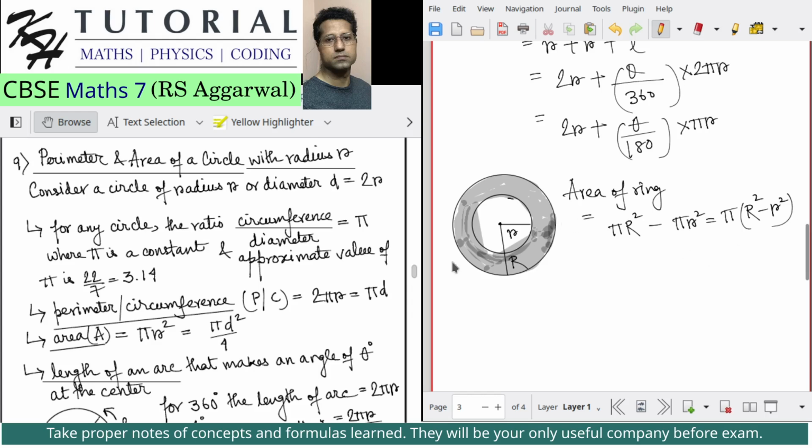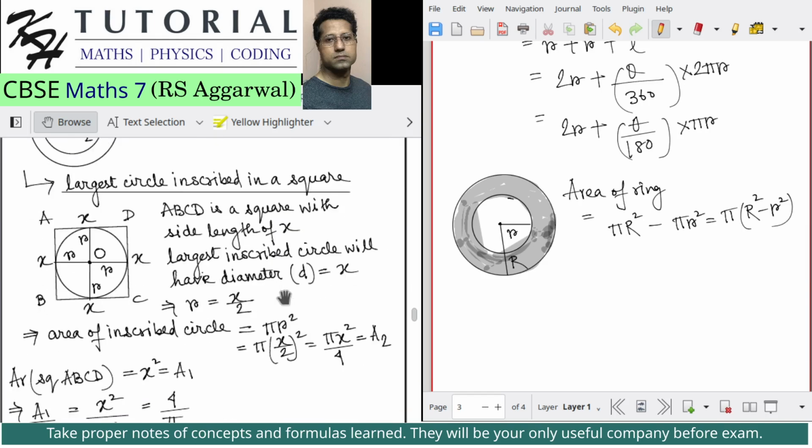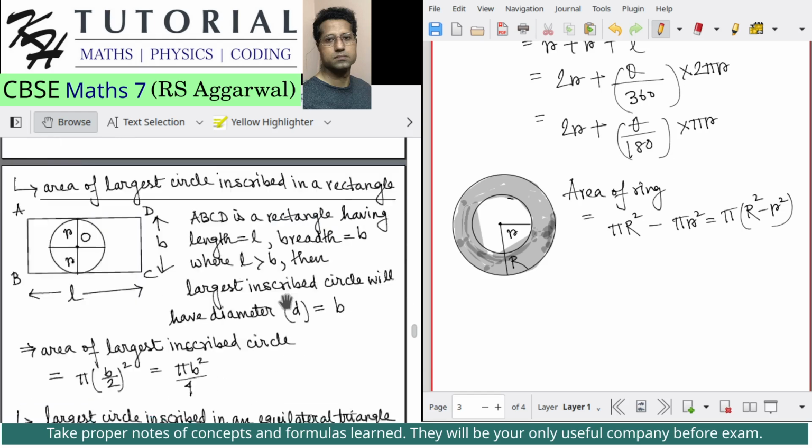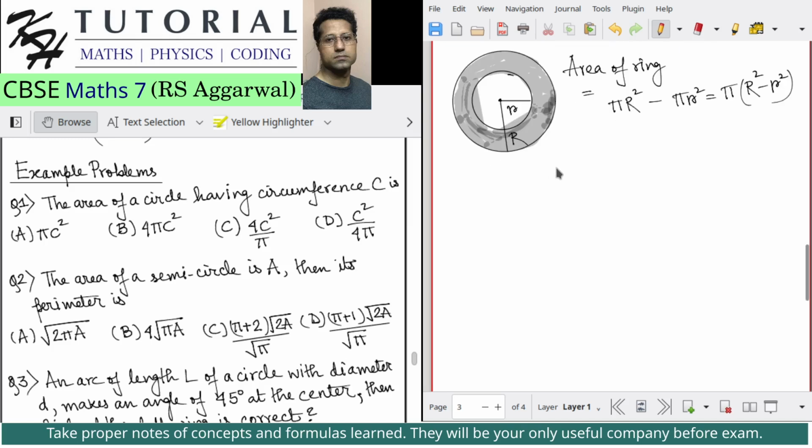Okay, so based on these concepts, let's try to solve a few example problems. While I am solving the example problems, always try to solve the problems yourself first. Pause my video and solve these problems yourself first, and once you have solved them, you can check your answer with my solution. And also please do watch my solution to see how I am applying the concept to solve these problems. Okay.